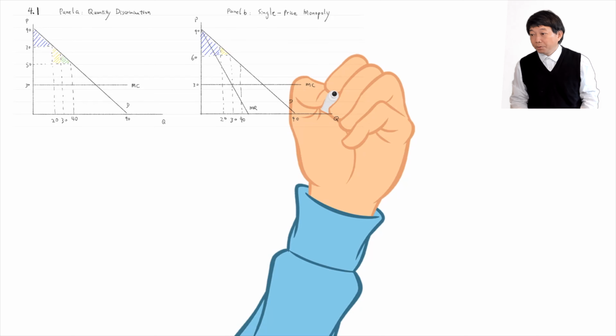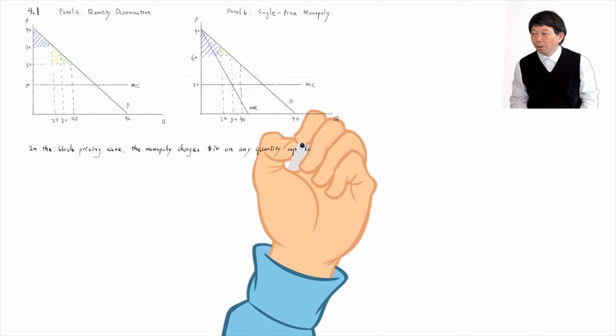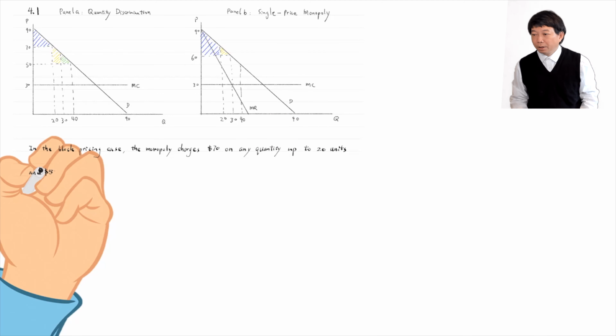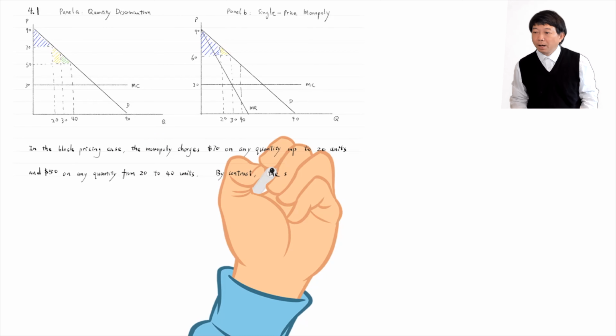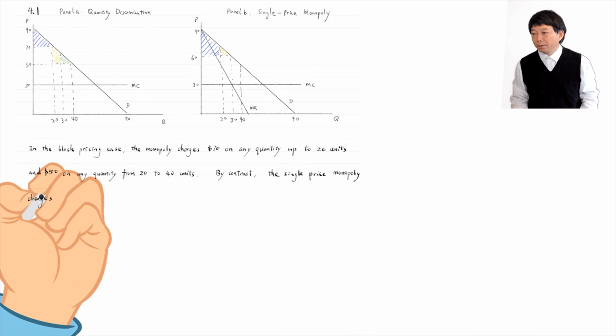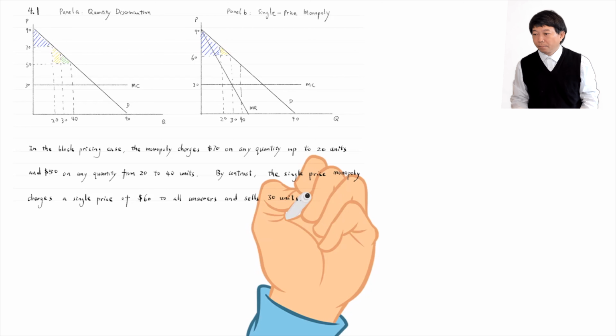Let's examine the consumer surplus in detail. In the block pricing case, the monopoly charges a price of $70 on any quantity up to 20 units and $50 on any units from 20 to 40 units. By contrast, the single price monopoly charges a single price of $60 to all consumers and sells 30 units. To compare them, we focus on the 20, 30, and 40 units on both panels.